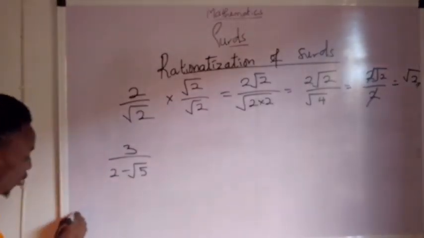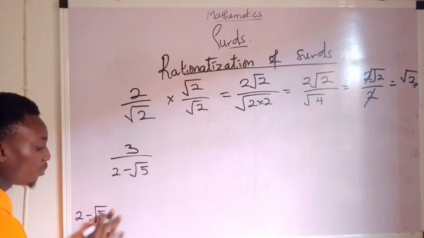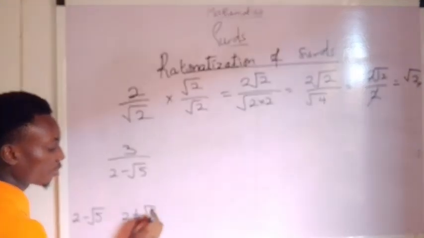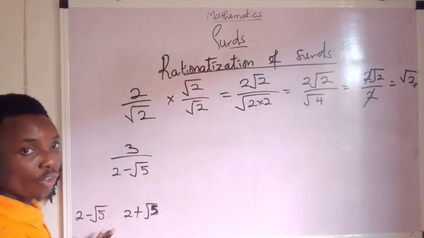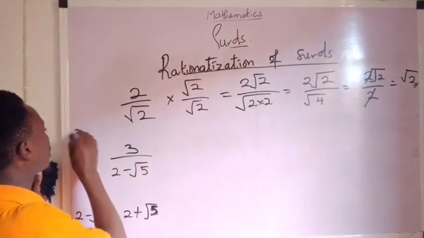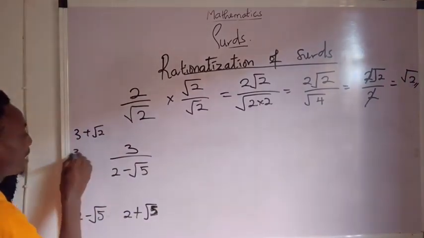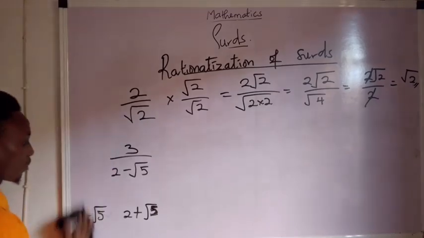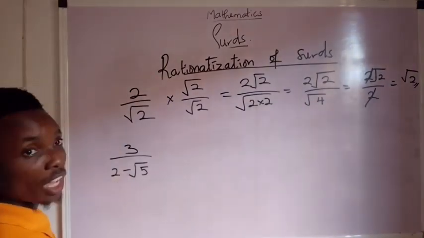Now, for 2 minus root 5, the conjugate would actually be what? 2 plus root 5. 2 plus root 5 is the conjugate for 2 minus root 5. Take note, 3 plus root 2, the conjugate will be what? 3 minus root 2. So that's the conjugate. Now, finding the conjugate of this, you have what? 2 plus root 5, right?